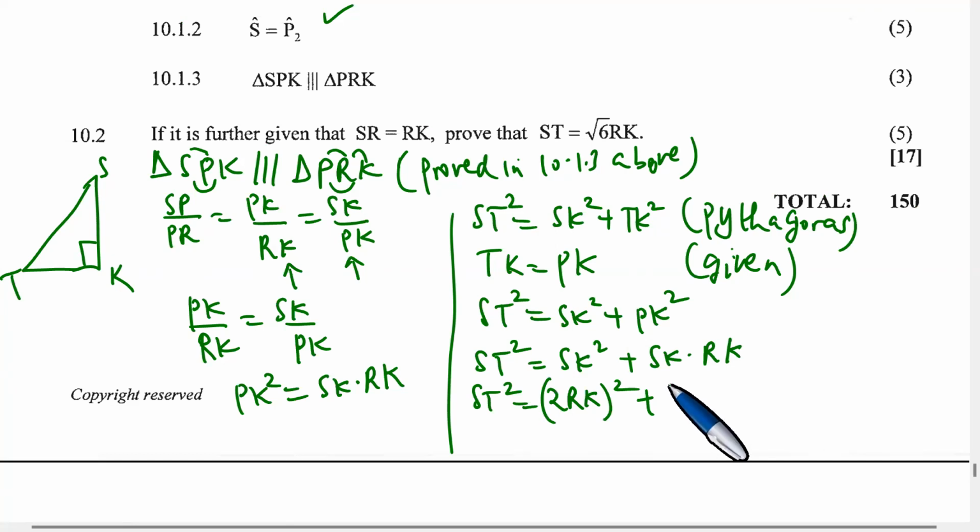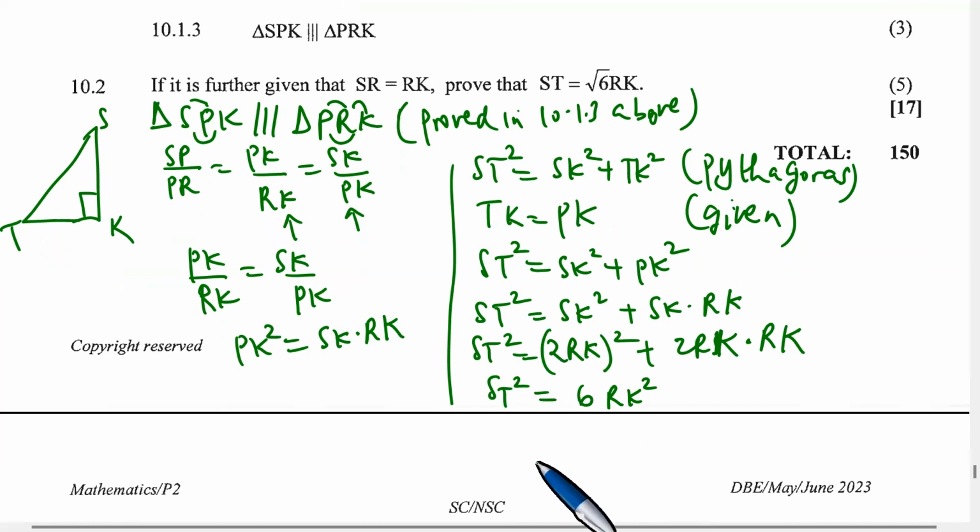So what is SK? We've said SK is double RK. So you can put double RK times RK. And this means ST squared is equal to 6, because this is 4 RK squared plus 2 RK squared, which is 6 RK squared.